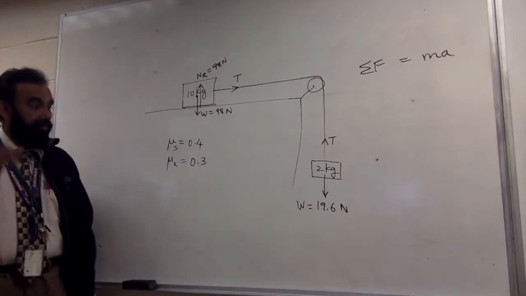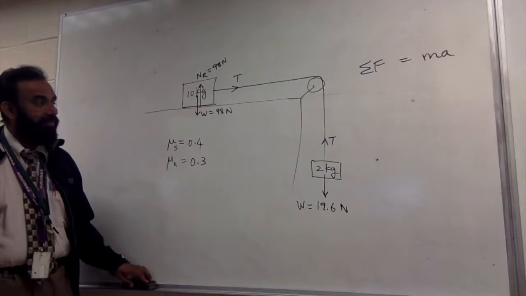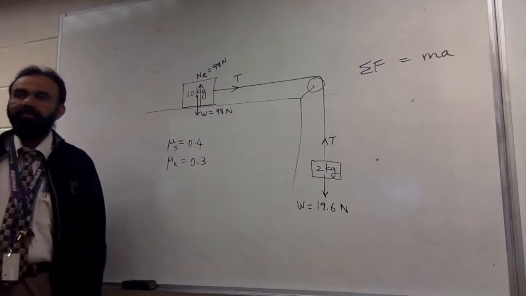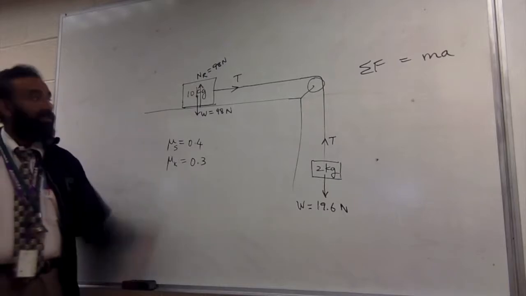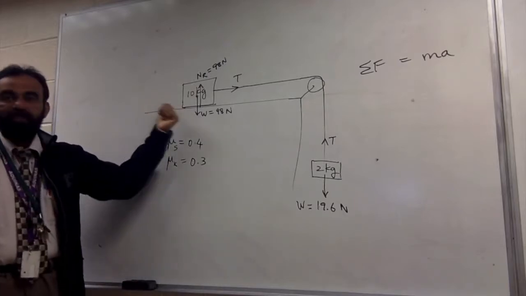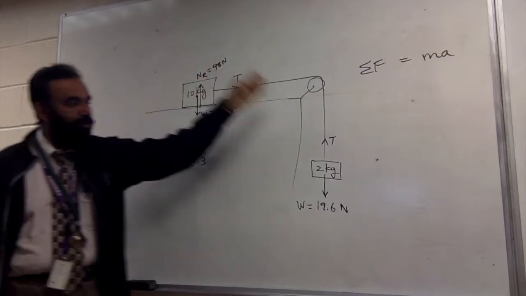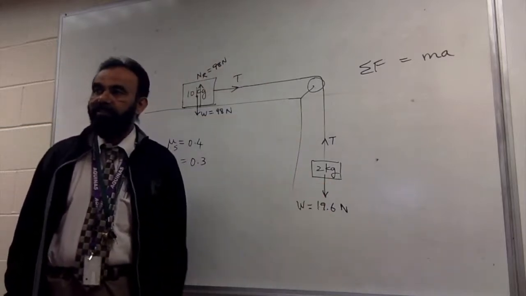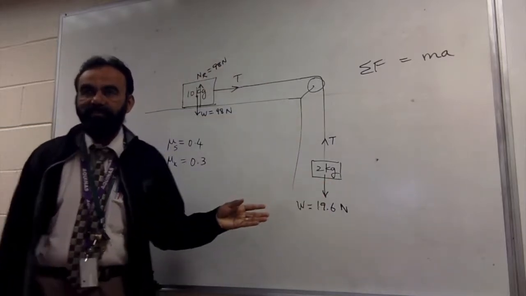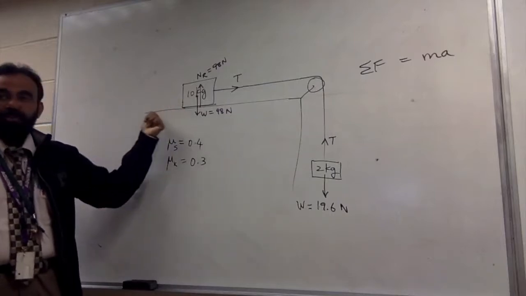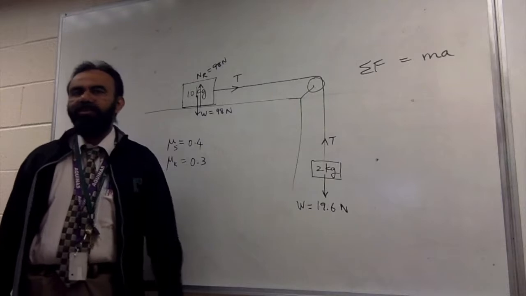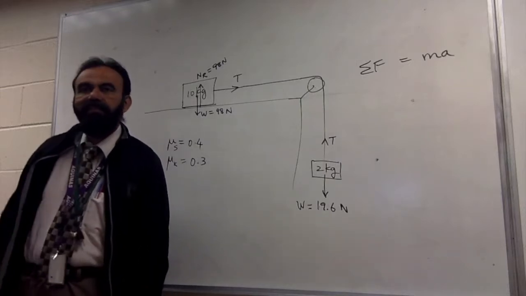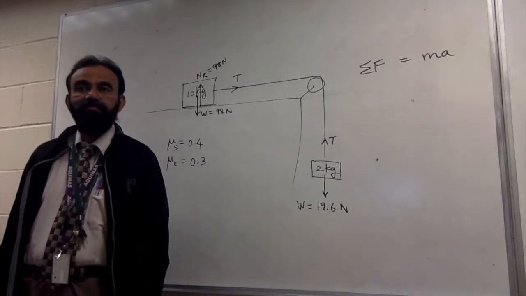Now, how much is the static friction? 39.2. So there's a 39.2 pulling from here. And how much is the overall pull by this little object? This is 39.2 pulling it backward. How much is this pulling with? So what is going to happen? Nothing. It stays still. Is that understood?